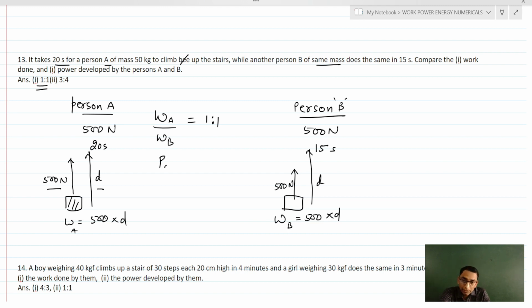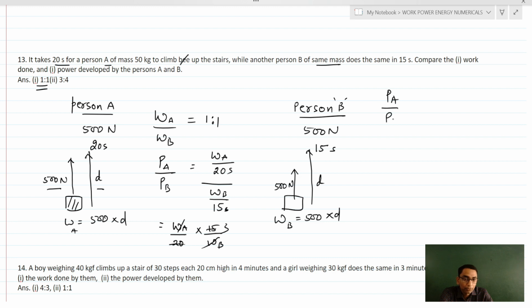Now the power of A to the power of B is equal to work done by A divided by time taken. I need not convert everything into SI unit, even though it is given in SI unit. So this is 20 seconds, divided by work done by B in 15 seconds. So the power of B has to be more than the power of A. So WA upon 20 multiplied by 15 upon WB, work done is same, and 5 3s are 15, 5 4s are 20. So the power of A upon power of B is 3 by 4. This is the answer to the problem.